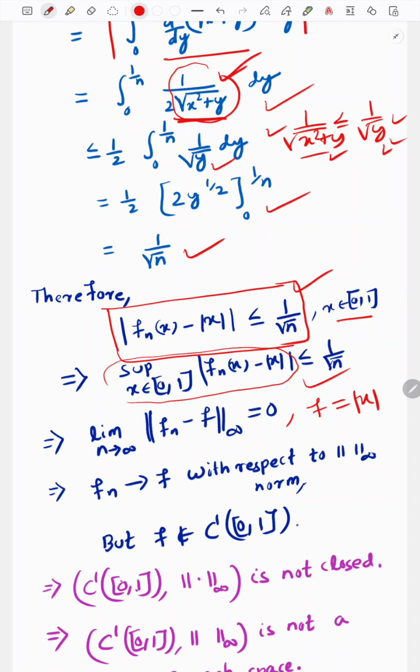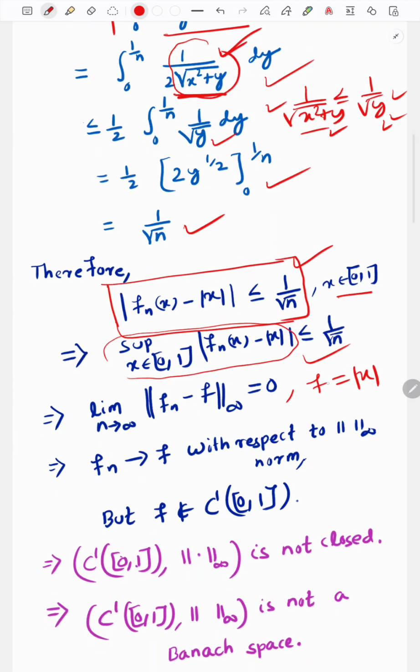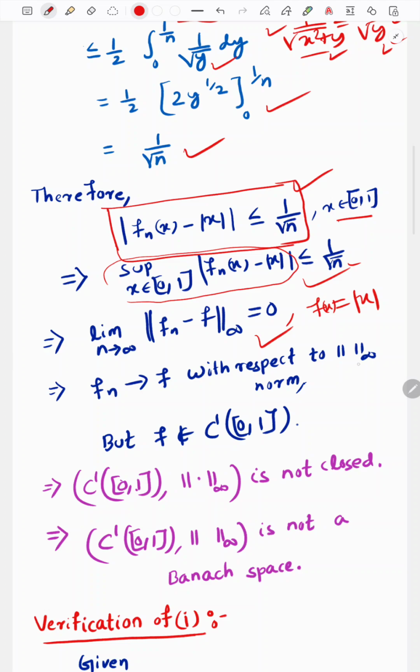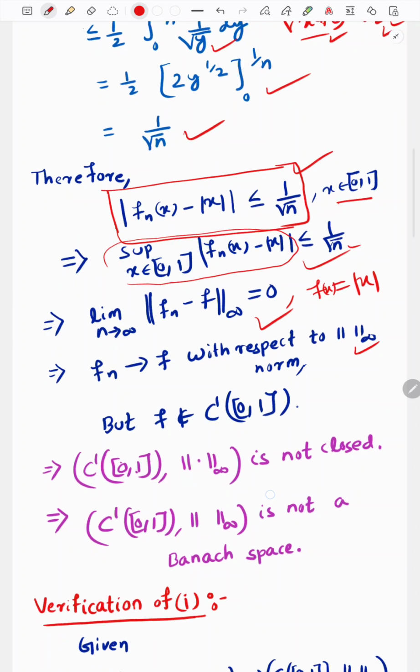Keep it in your mind, f(x) equals |x|. And so if you take the limit as n tends to infinity on both sides, it will go to 0, therefore the limit value is 0. This means f_n tends to f with respect to the supremum norm, but clearly f does not belong to C^1, because f(x) equals |x| is not differentiable at x equal to 0. At x equal to 0 it is not differentiable, therefore it does not lie in this space.